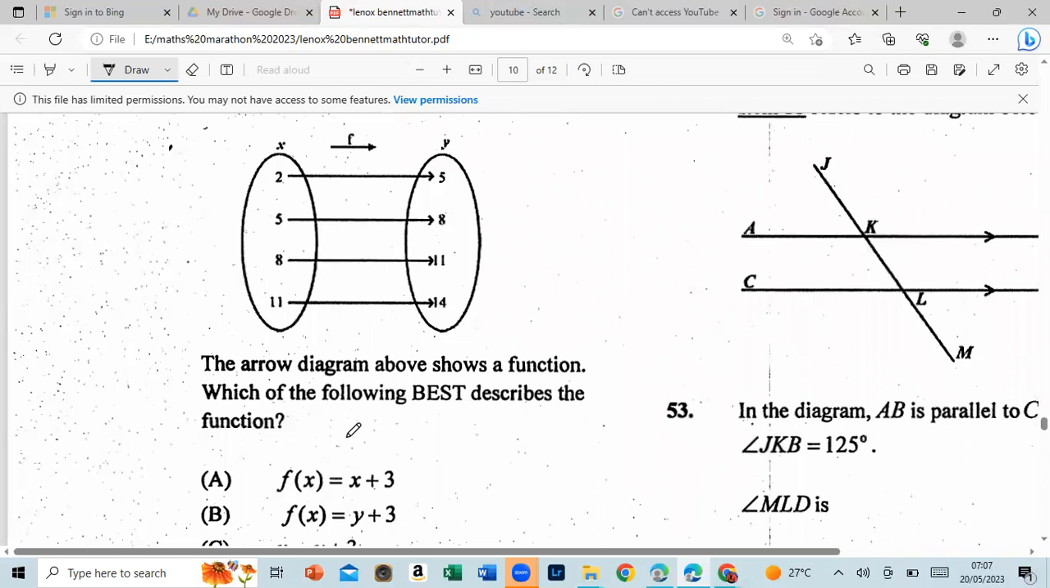The arrow diagram above shows a function. Which of the following best describes the function? And there we have it. f of x, which is y. So guys, please remember, f of x is y. So is y equal to x plus 3? I would say yes. Let's check it. If we add 3 to x: x plus 3, 5 plus 3 is 8, 8 plus 3 is 11, 11 plus 3 is 14. So yes, you have your x first, you add 3, and you get that. Very important.